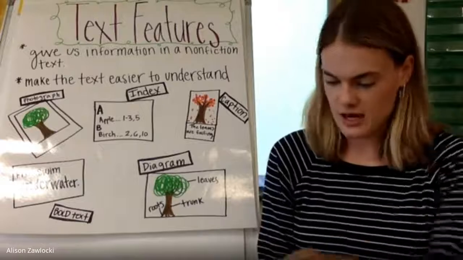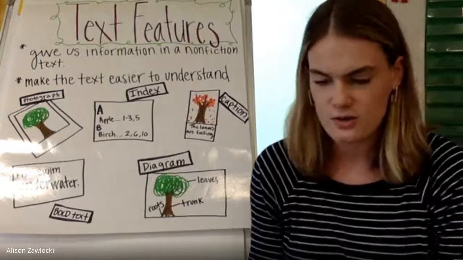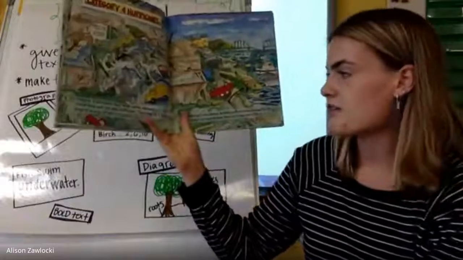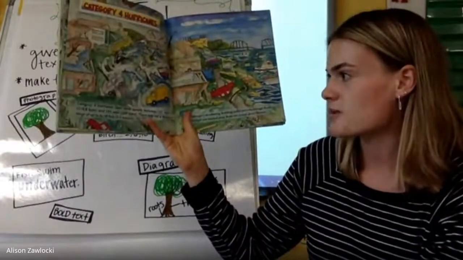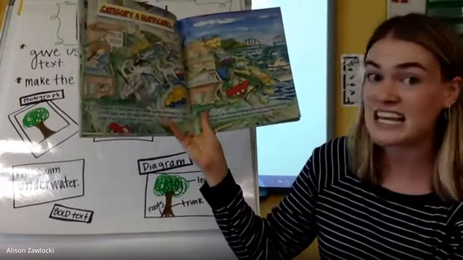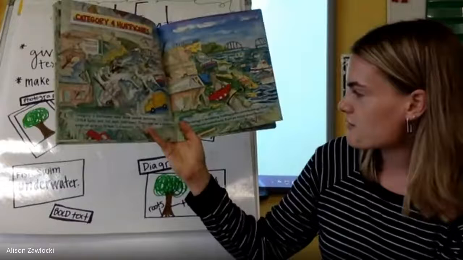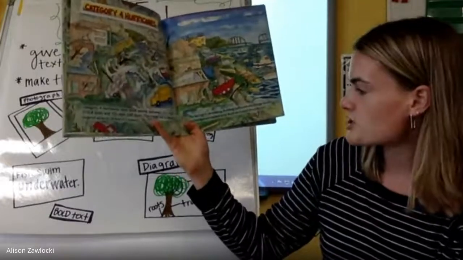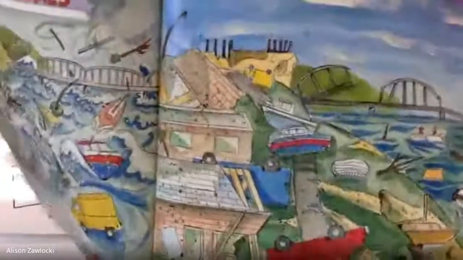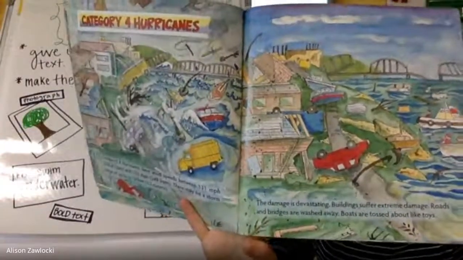So we were on Category 3. We learned about Category 3 hurricanes. We are going to continue on to Category 4 hurricanes. Category 4 hurricanes have wind speeds between 131 miles per hour and 155 miles per hour. There may be a storm surge up to 18 feet. That's a lot. The damage is devastating. Buildings suffer extreme damage. Roads and bridges are washed away. Boats are tossed like toys. So notice what the damage looks like in that picture. That's a text feature. The picture shows us more information about a topic.